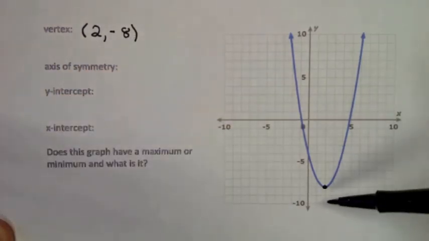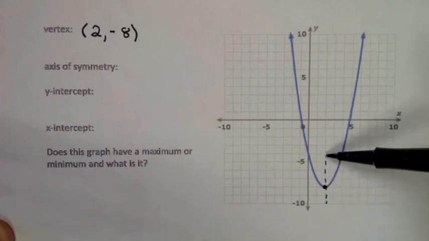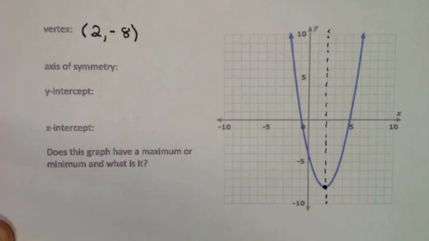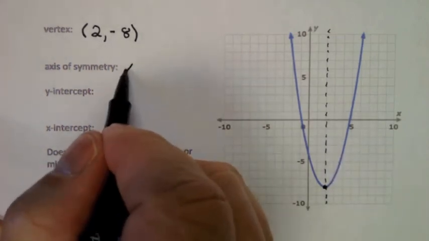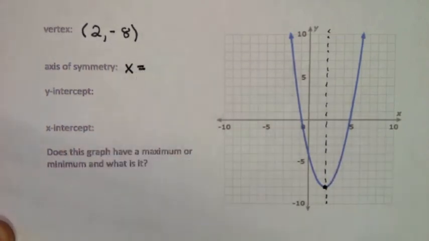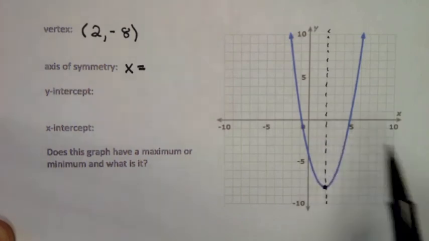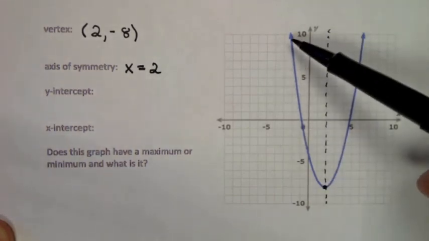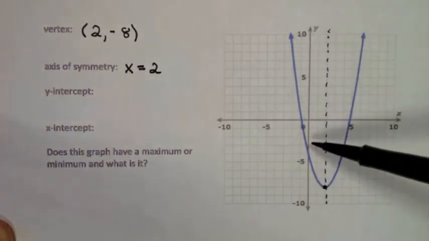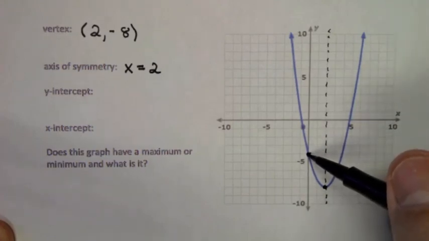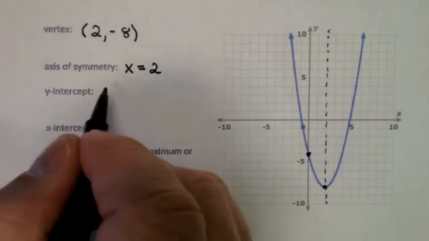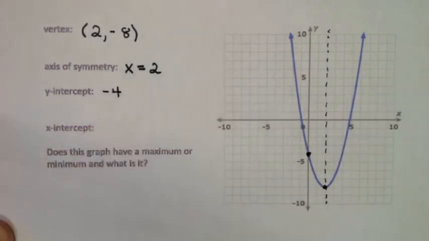What's the axis of symmetry? What's the equation of this line right here that cuts this graph into 2 equal parts? Well, it's always going to start off with x is equal to. X is equal to 2. That's the equation of that line. What's the y-intercept for this? Where does this graph run into the y-axis? It runs into the y-axis right here at this point. 1, 2, 3, 4. That would be -4.